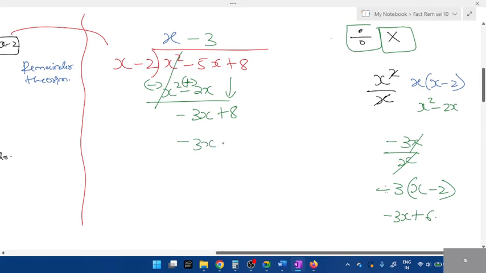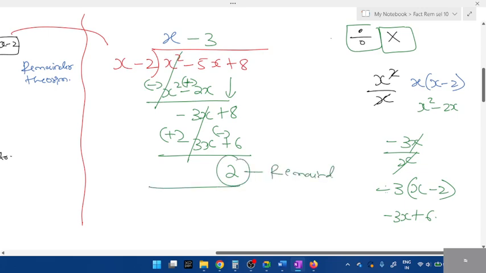Minus 3x plus 6. How do we cancel them? Both are minus, you can't cancel. This becomes plus. This gets cancelled. 8 minus 6 is how much? 2. Are we getting the remainder 2? This is known as the division method. I'll teach one more time. For both you should get the same answer. Are we getting the same answer for substitution and division?